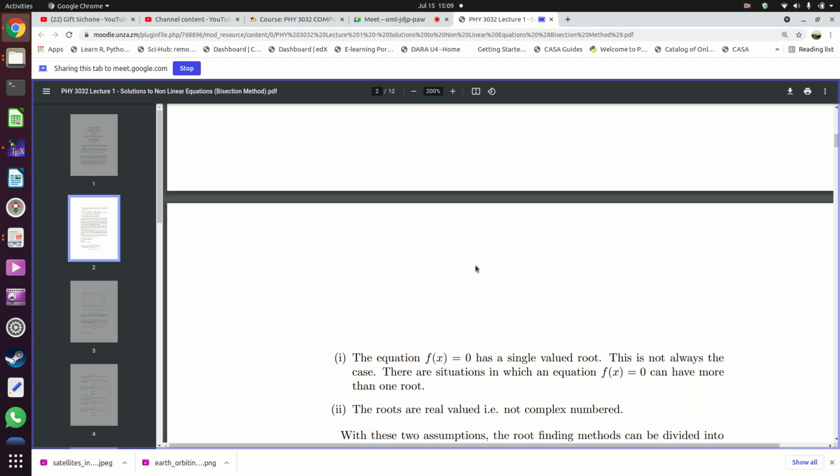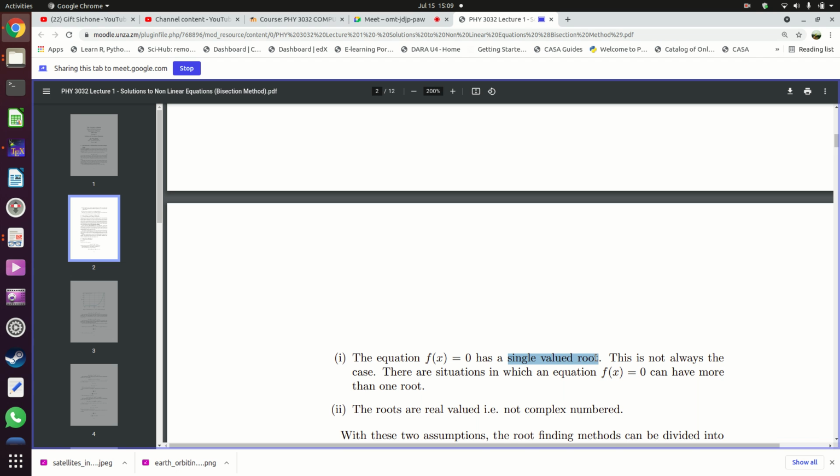Okay? But that might not be true, because there are certain functions, for example a quadratic equation. A quadratic equation cuts the x-axis at two different places. So a quadratic equation has got two roots when f of x is equal to 0. That's not what you're looking at. What we are interested in are those functions which only cut the x-axis at one place. That is what is referred to as a function with a single valued root. So this is what we're interested in.